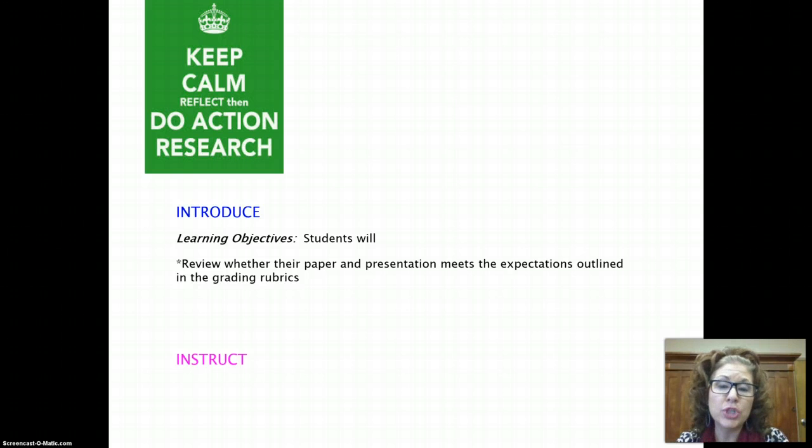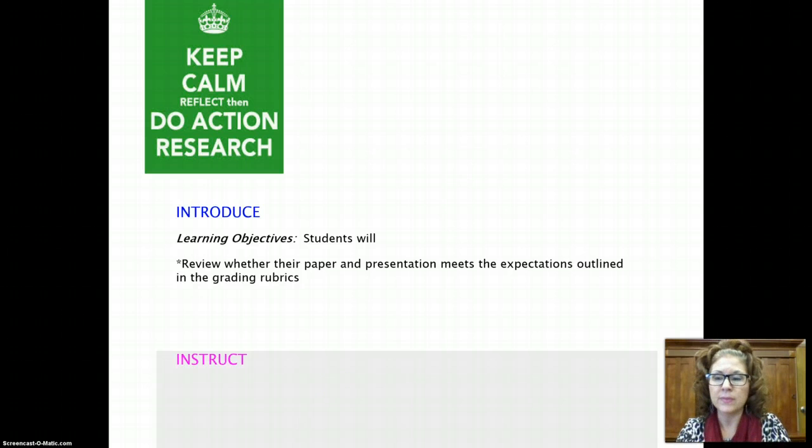So our learning objective for this week is for us to review whether our paper and our presentation meets the expectations outlined in the grading rubrics. And you'll remember that you can find the grading rubrics for this class at the very top of our Moodle shell, under where it says Lights, Camera, Action Research is where those rubrics can be found.